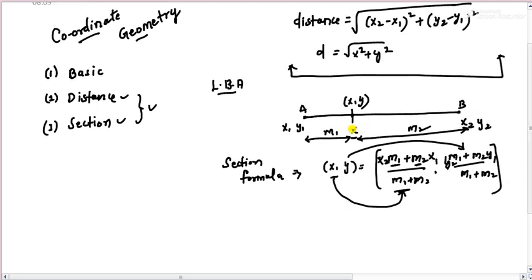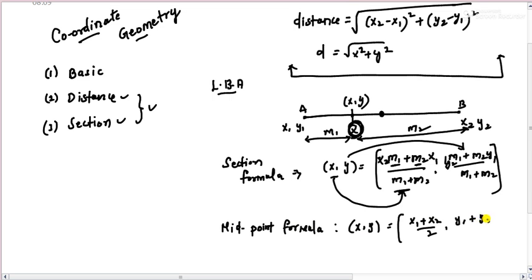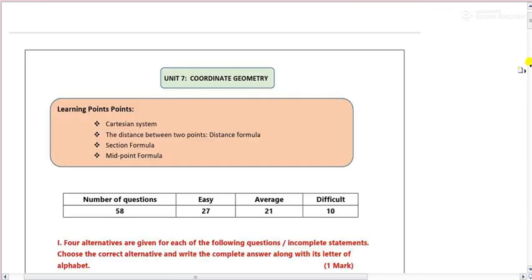And if this point x is in the center, like the middle of the line AB, then which formula do we use? Yes, the midpoint formula. And what is that? x1 plus x2 divided by 2 comma y1 plus y2 divided by 2. Very good. So I hope you all remember this. Only based on these four formulae, the whole chapter is there. Okay, so let us start.